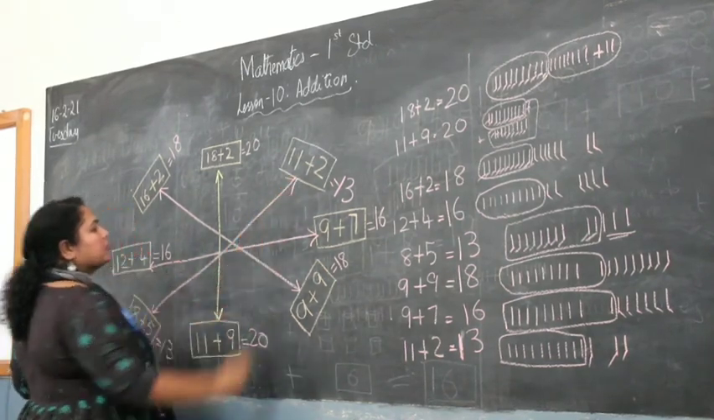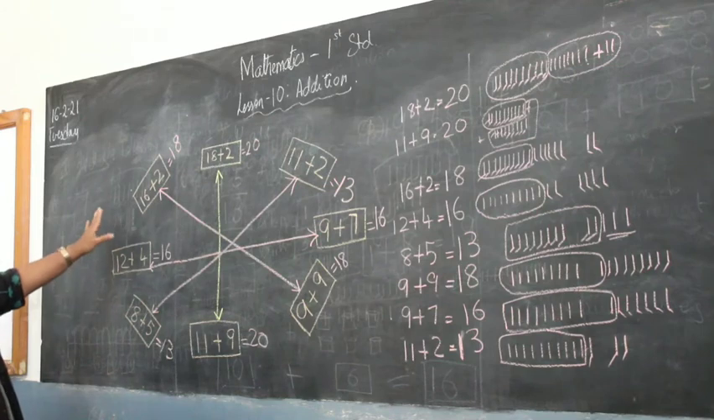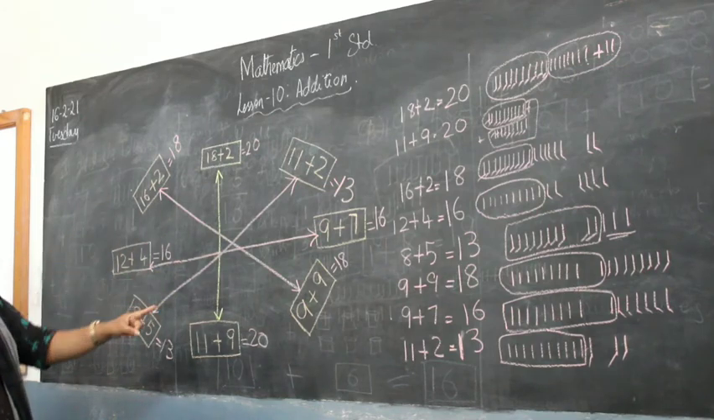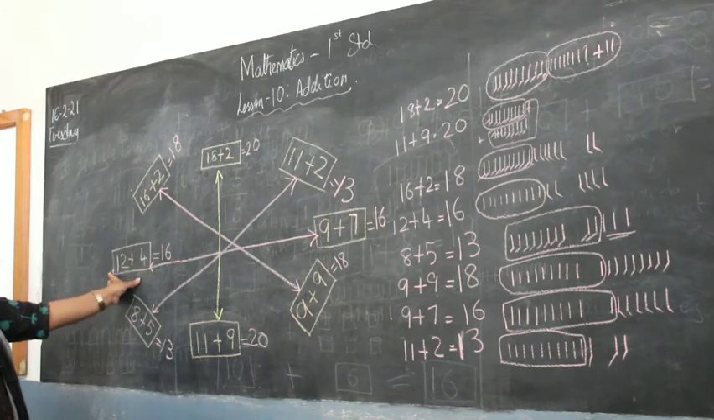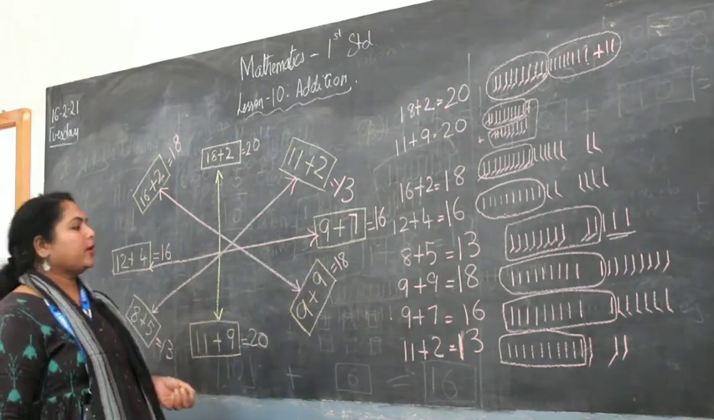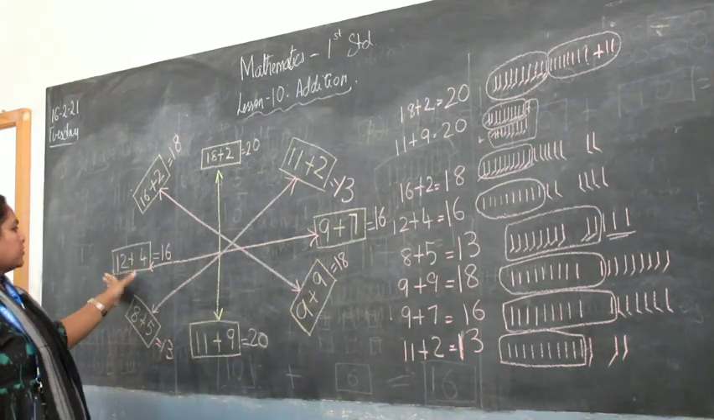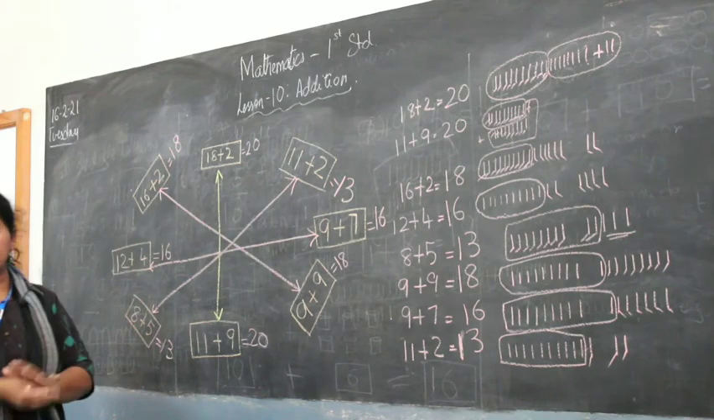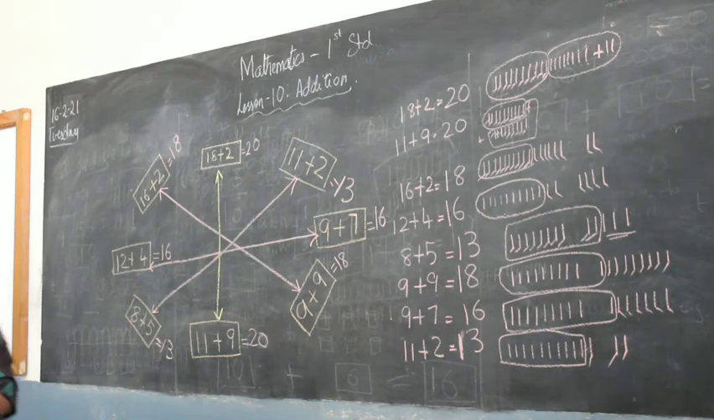Got it, children? So we have lines over here which are being matched up to show that adding up two different numbers will also add up to the same total. So this is how you have to do the exercise on your page number 121.